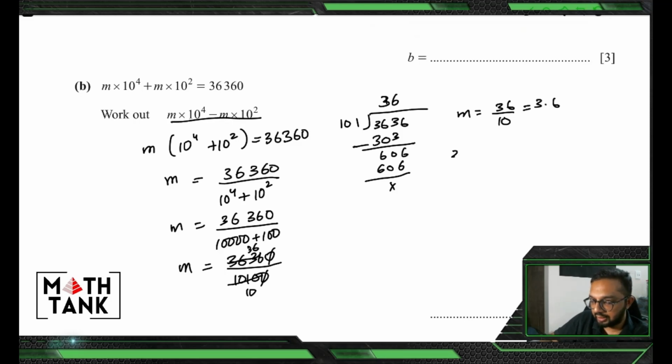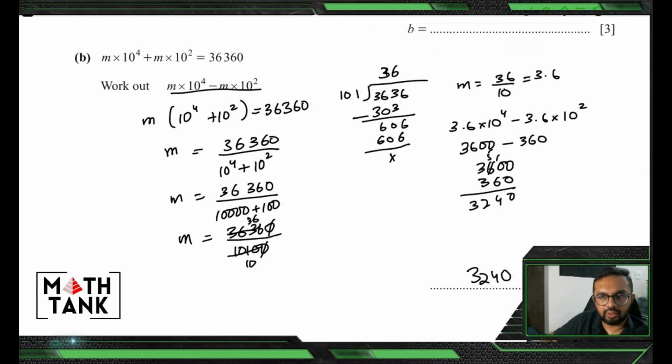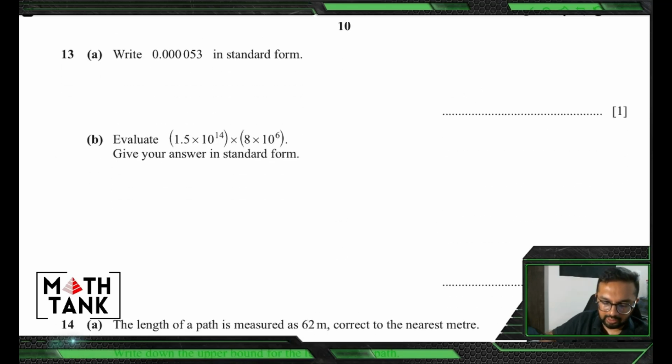I can just replace m with 3.6 into 10 power 4 minus 3.6 into 10 squared. It doesn't say that I need to give the answer in standard form, so I can make this situation easier for myself by just taking up numbers: 3600 and 360. So 3600 minus 360 is basically 3240. So that's my final answer. So slightly more challenging. Let's look at this one.